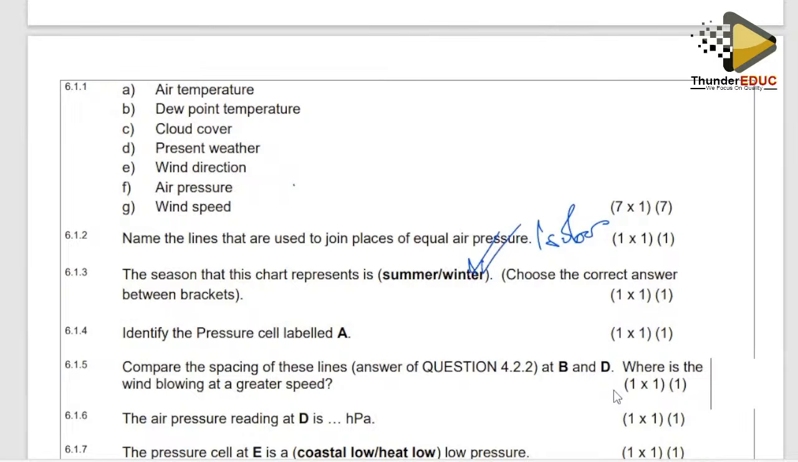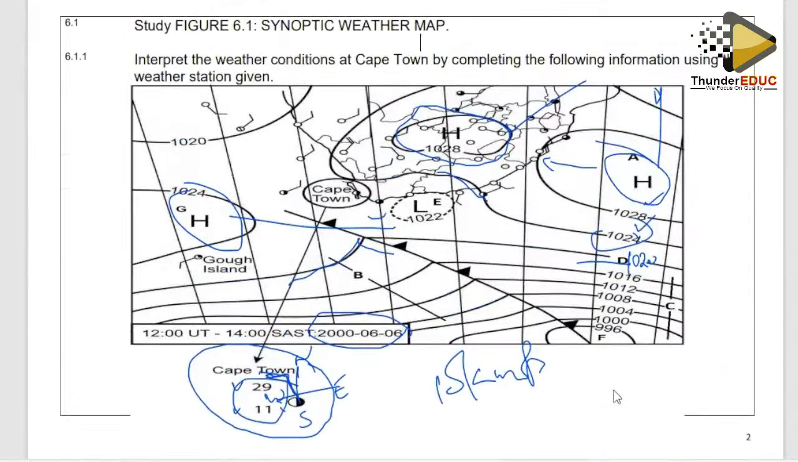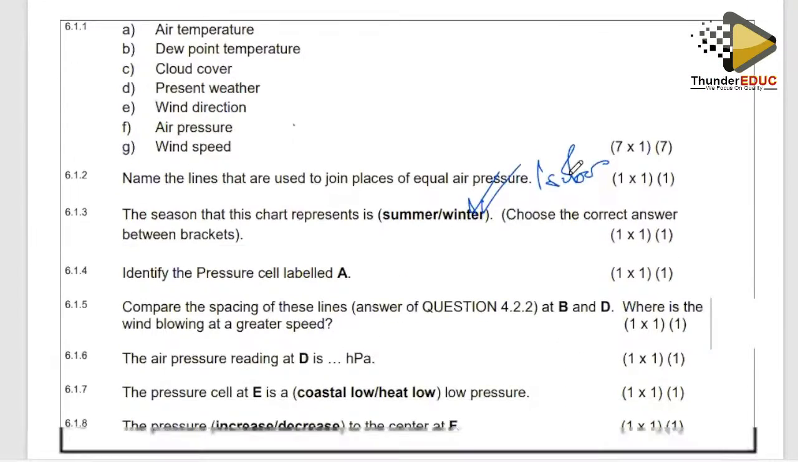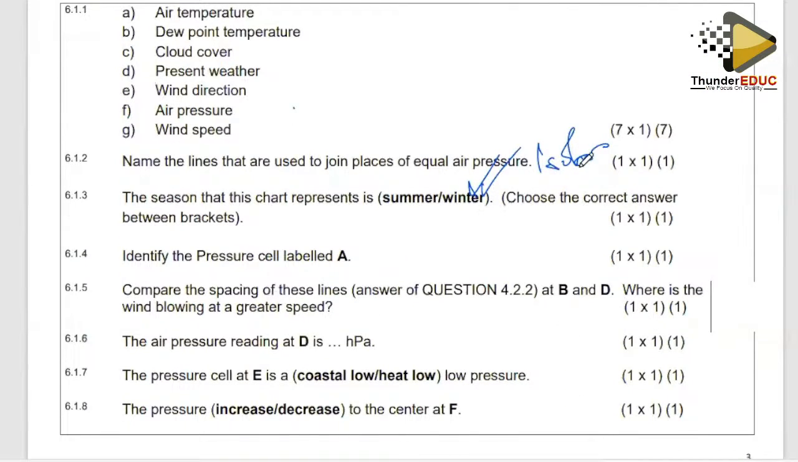Identify the pressure cell labeled A. Where is A? This one we've talked about that. Labeled A is on the east. This is the South Indian high pressure. And also compare the spacing of these lines at B and D. Where is the wind blowing at a greater speed?